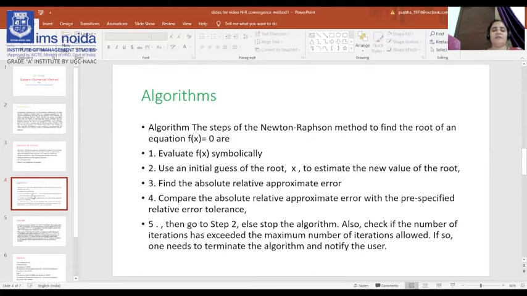Now, what are the algorithms? Let's discuss the algorithms. An algorithm is a set of consecutive steps followed by your function, and lastly you will get the output. So evaluate the function symbolically. Suppose it is given: find the root of 15. How do we find the root of 15?